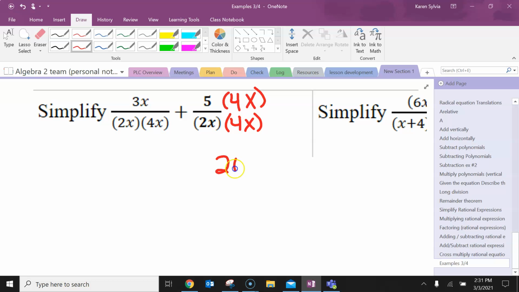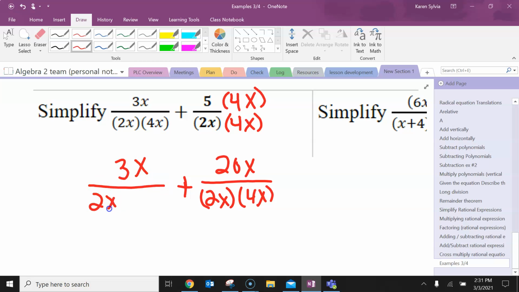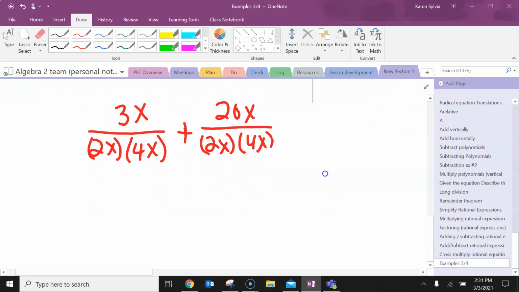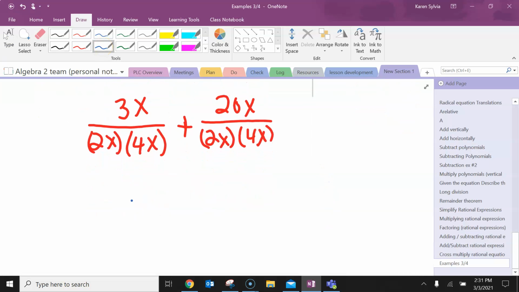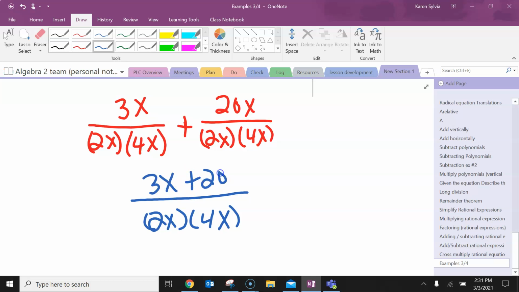So I'm going to get 20x in the numerator of that term when I multiply it by 4x. My denominator will now become 2x times 4x, and the original ratio has not changed on the left. Now I'm allowed to add because my denominators are the same. So the next step is to bring together as one ratio. So I'm going to have 3x plus 20x linked together with this sign from the middle.